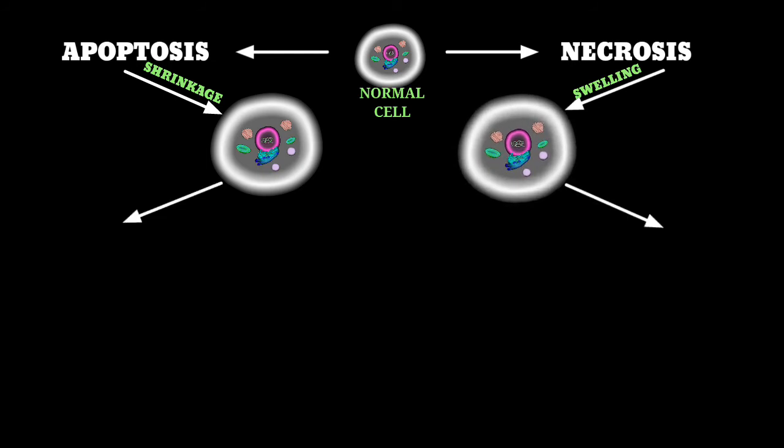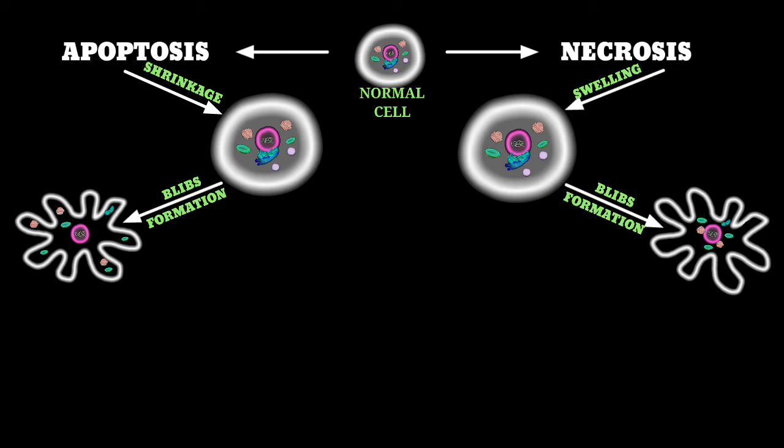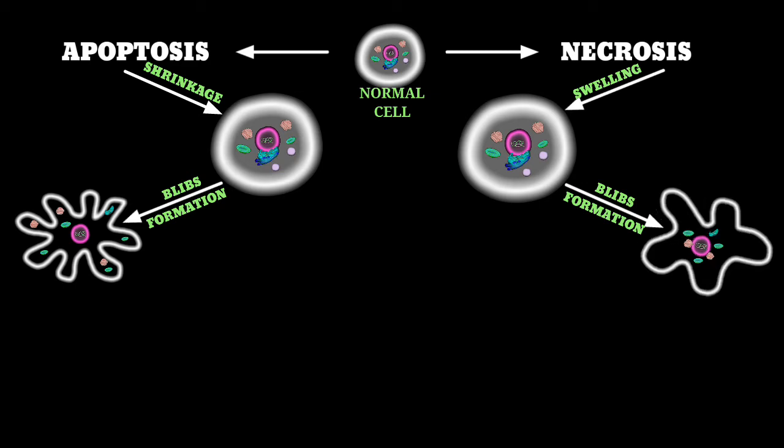Both in apoptosis and necrosis, cells form blebs on the surface. But there is something more. In case of necrosis, the blebs fuse and become larger. The larger blebs thus formed lack any cellular organelle, as seen in apoptosis.